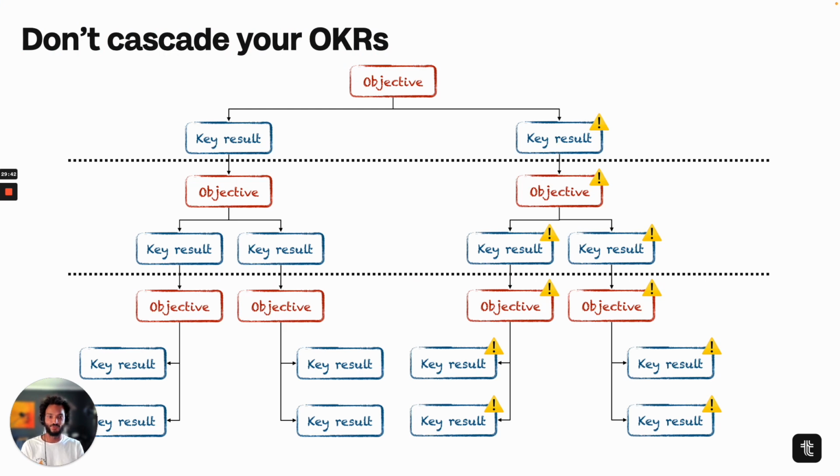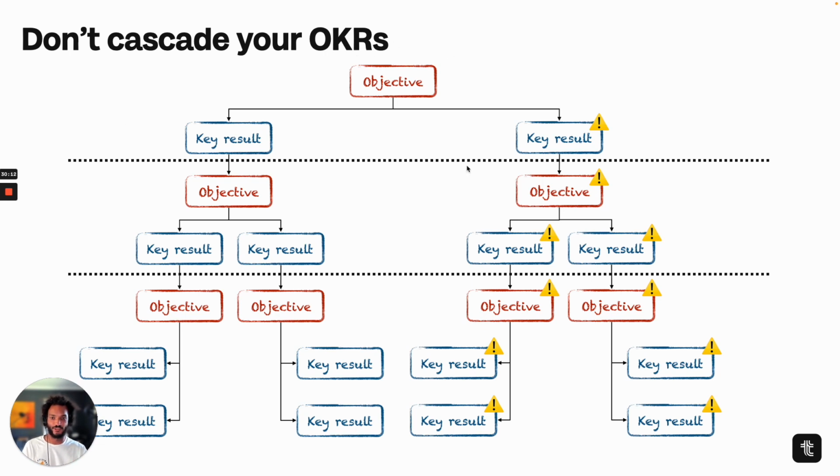Number two: do not cascade OKRs. If you read Measure What Matters, there's a great example about a football team. I take it as a great, simple explanation of the value of OKRs. But in reality, it's really hard for teams to have something that cascades perfectly. I know it feels great from a management perspective. If you're in leadership, it feels like your entire company is mapped out really well.